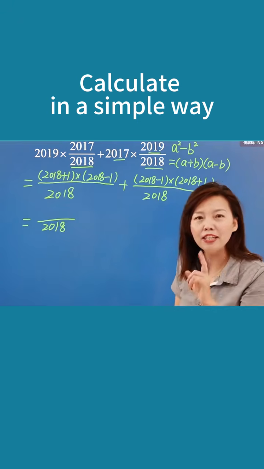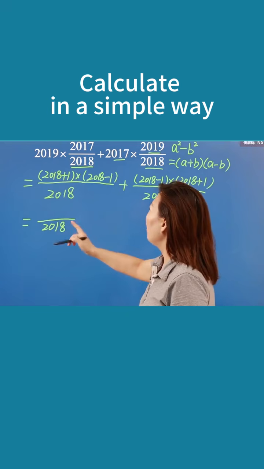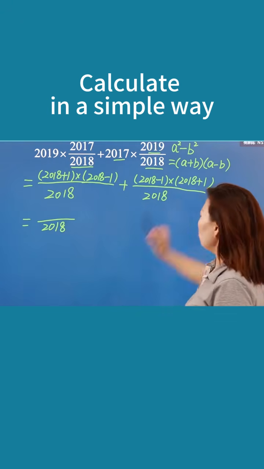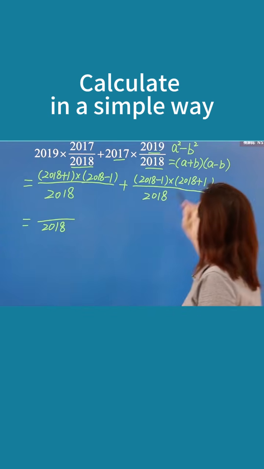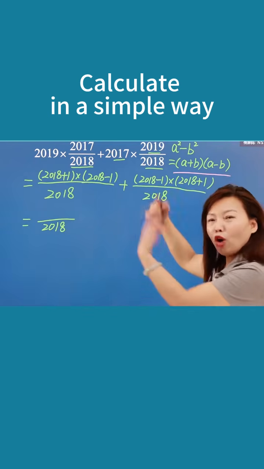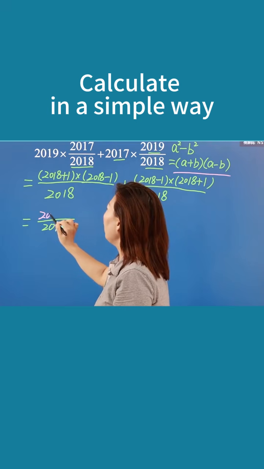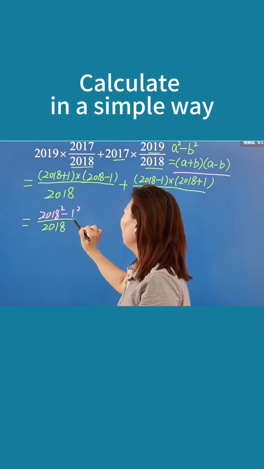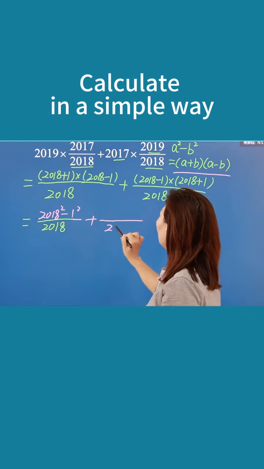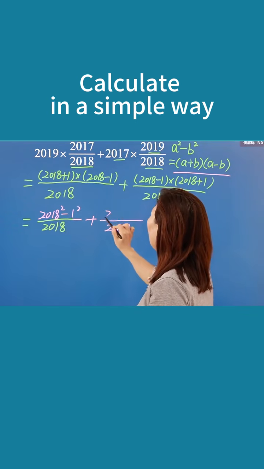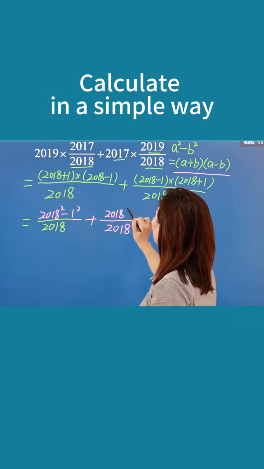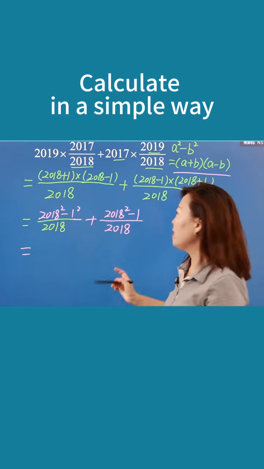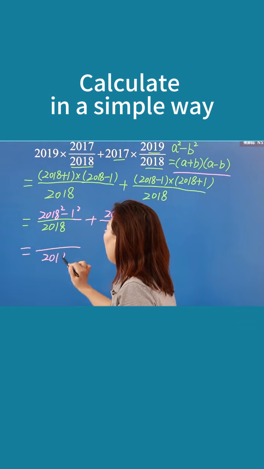All right, now let's look at 2018 plus 1 multiplied by 2018 minus 1. Isn't that exactly this part of the formula? So working backwards, doesn't it become 2018 squared minus 1 squared, which is just 1? Okay, and for the next part, adding the following term, doesn't it also become 2018 squared minus 1? Next, we can add the fractions together. Doesn't that become over 2018?